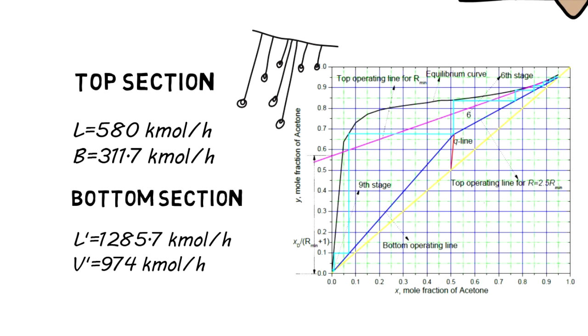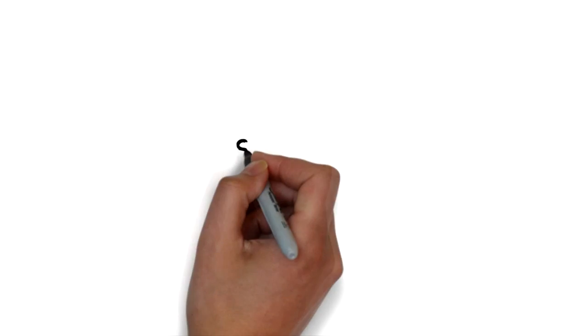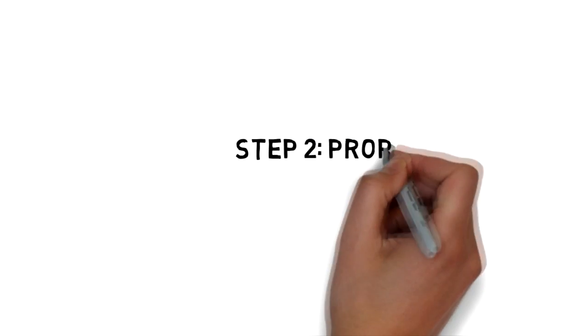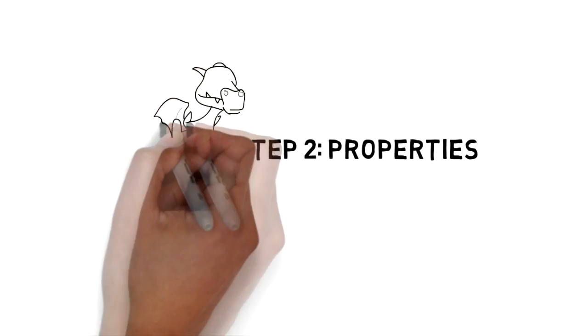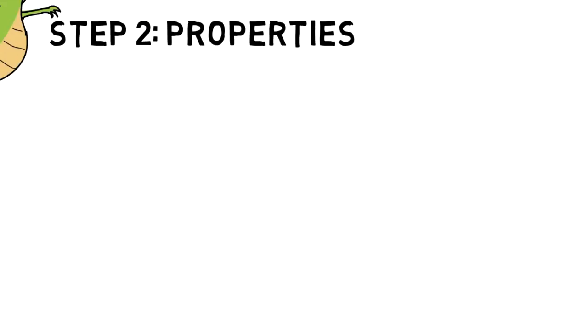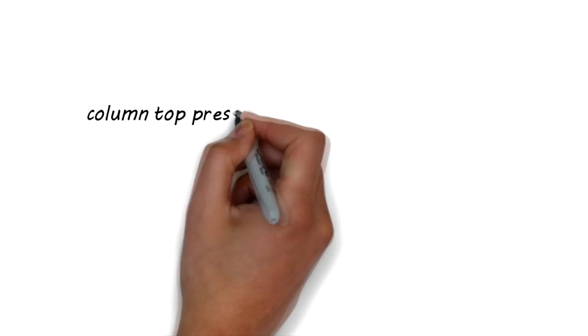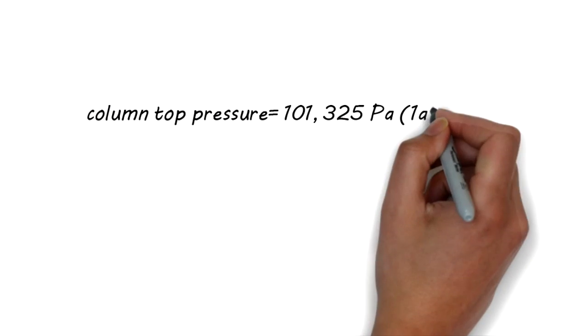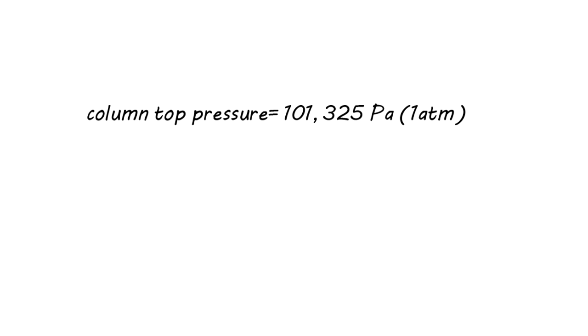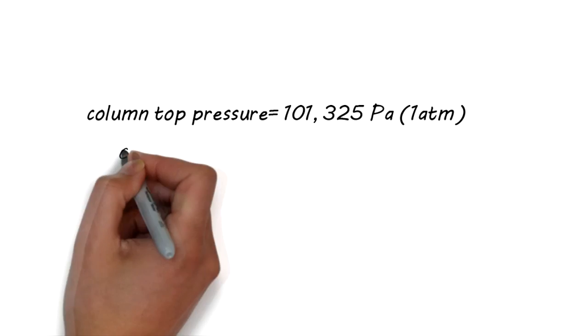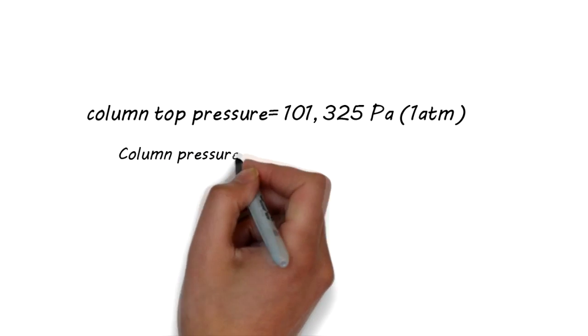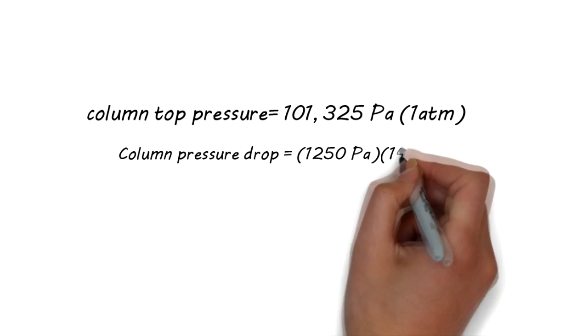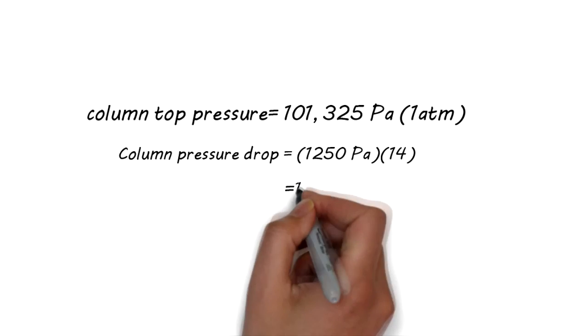These are the values you obtain. Step 2, we estimate the properties of the physical system. First, we are given that the column tray operates at the atmospheric pressure equivalent to 101.325 Pascal. Then we assume that there is 1.25 kilopascal per tray. Multiplying it by 14, we get the column pressure drop.